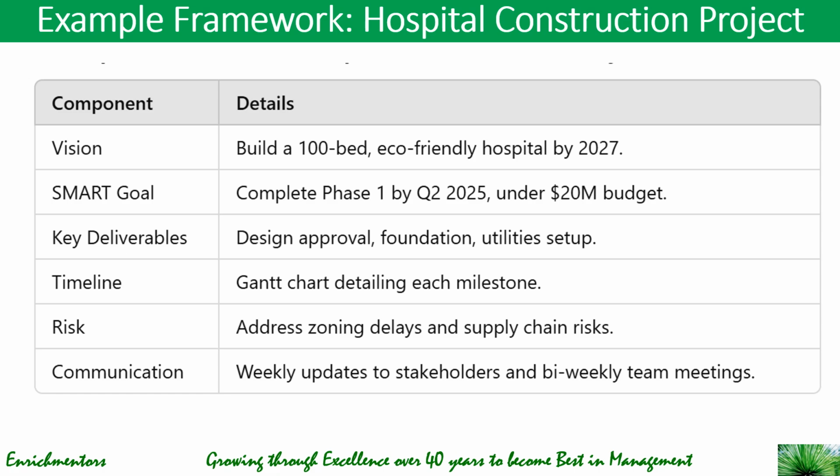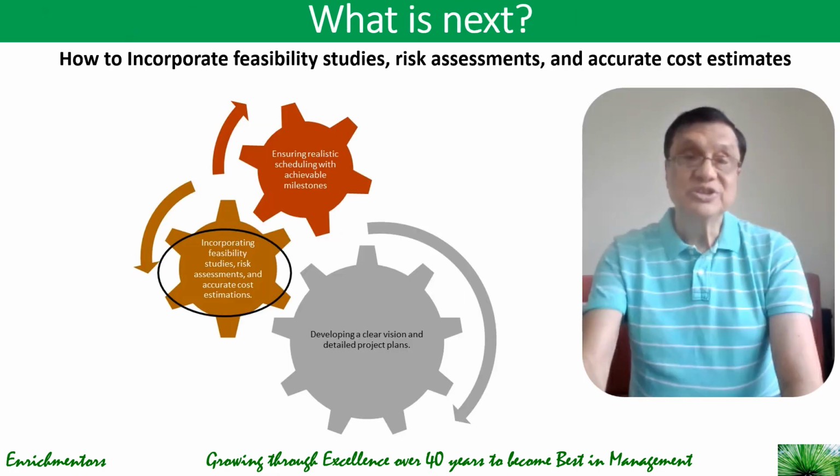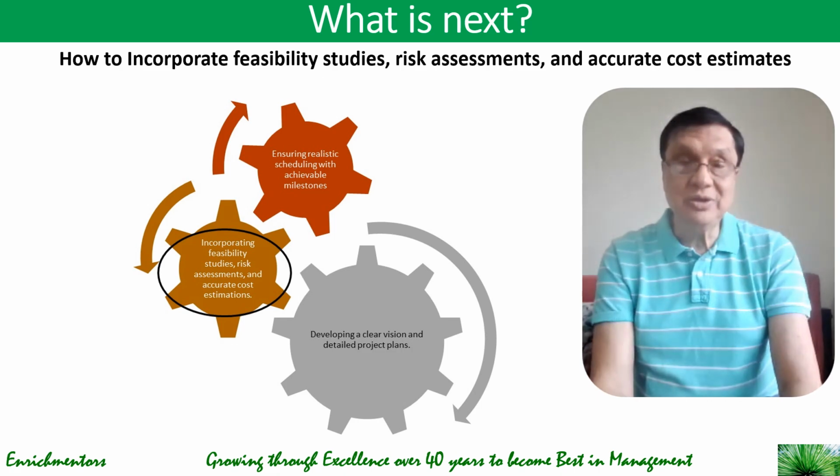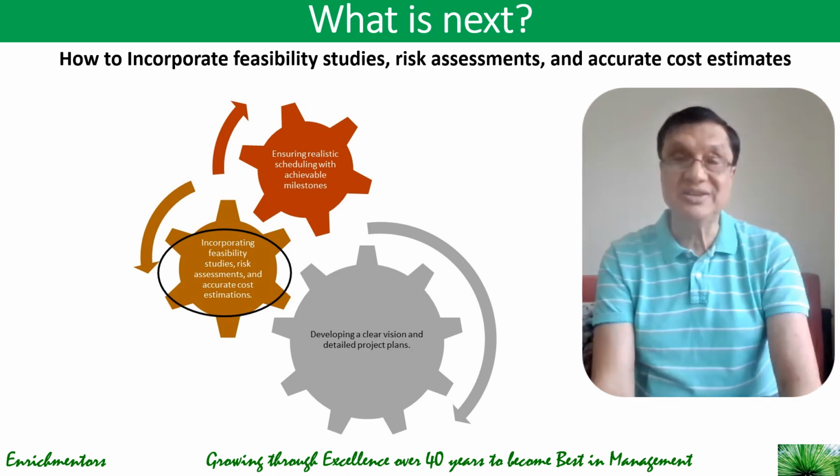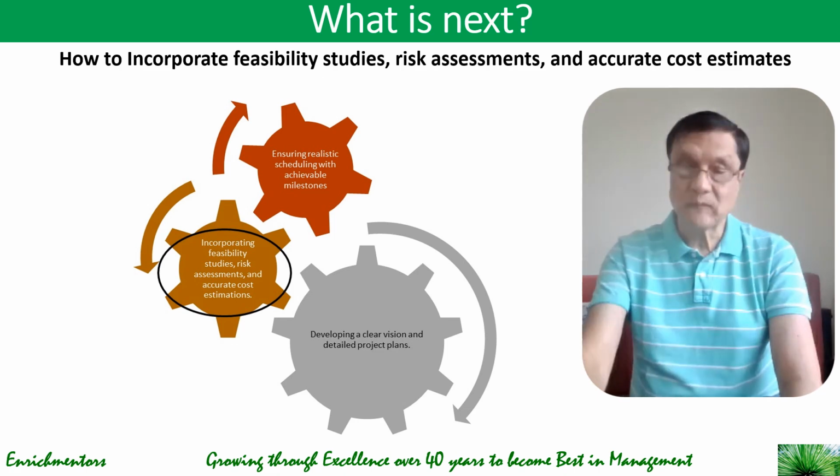So, by following these steps that you saw so far, you can create a clear vision and a comprehensive project plan that provides a strong foundation for your project success. So, what do we do next? Having looked at how to develop a clear vision and detailed project plan, we will now look at how to incorporate feasibility studies, risk assessments, and accurate cost estimates in the next lecture.